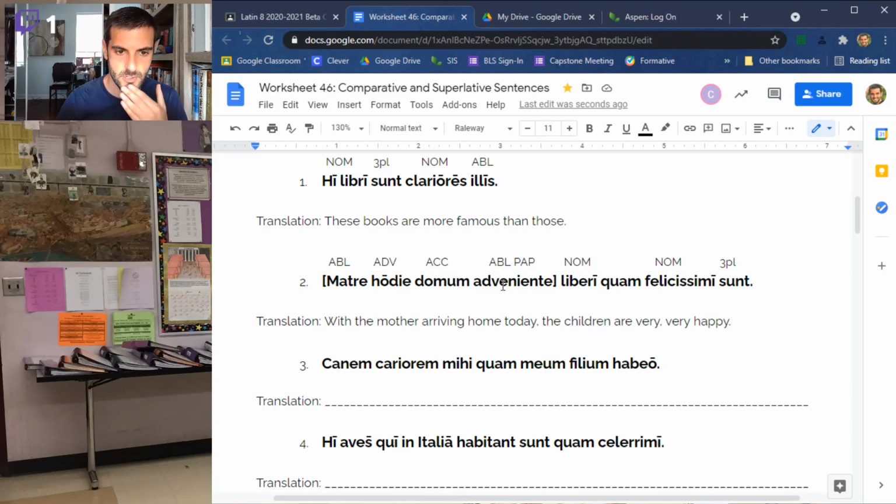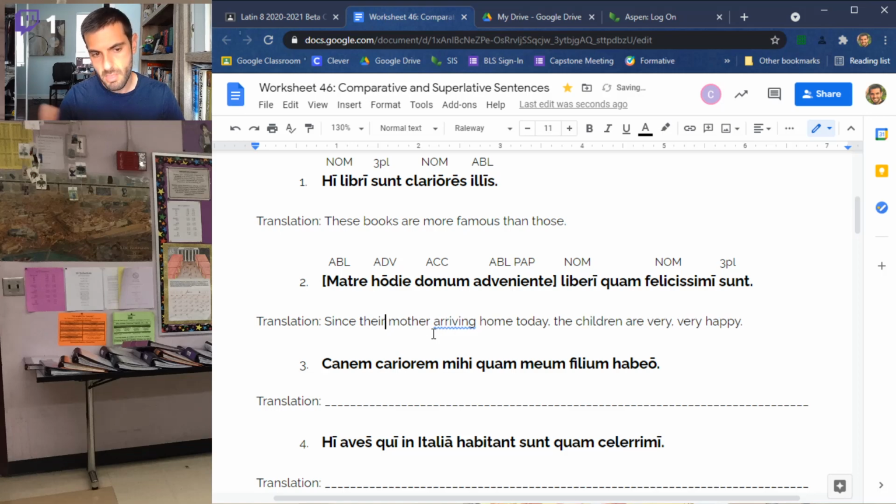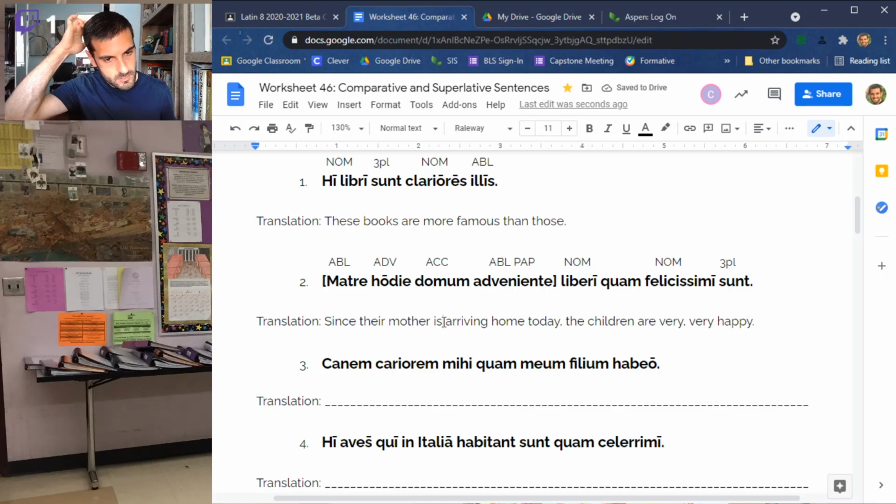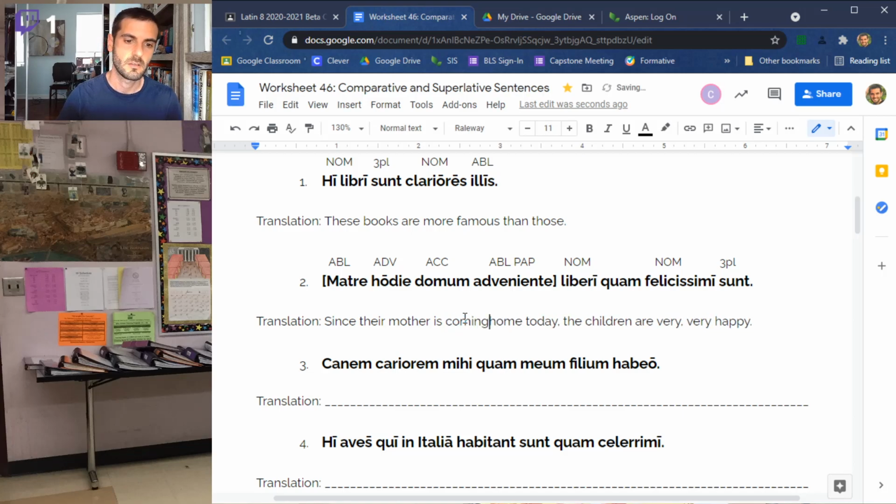I'm thinking there's a stronger connection between these two. Since the mother, since their mother, we can assume. And then we need a little helper in here, is arriving today. Since their mom is arriving home today, maybe even coming home today. Since their mom's coming home today, the kids are very, very happy.